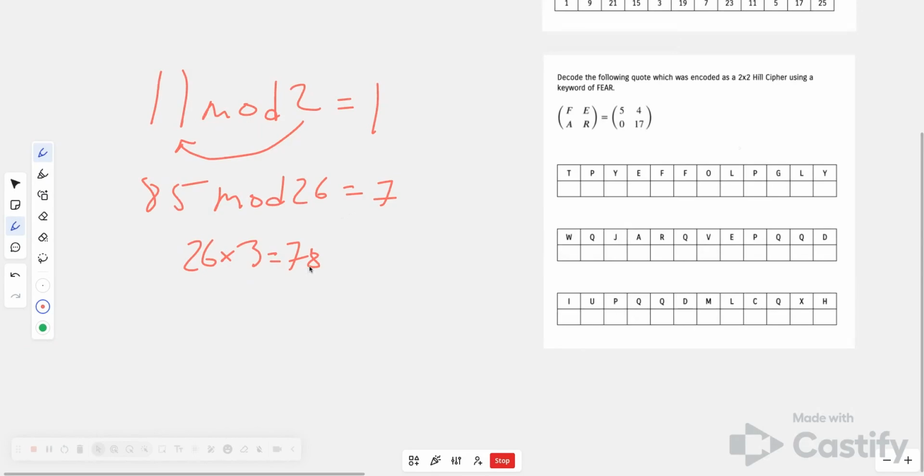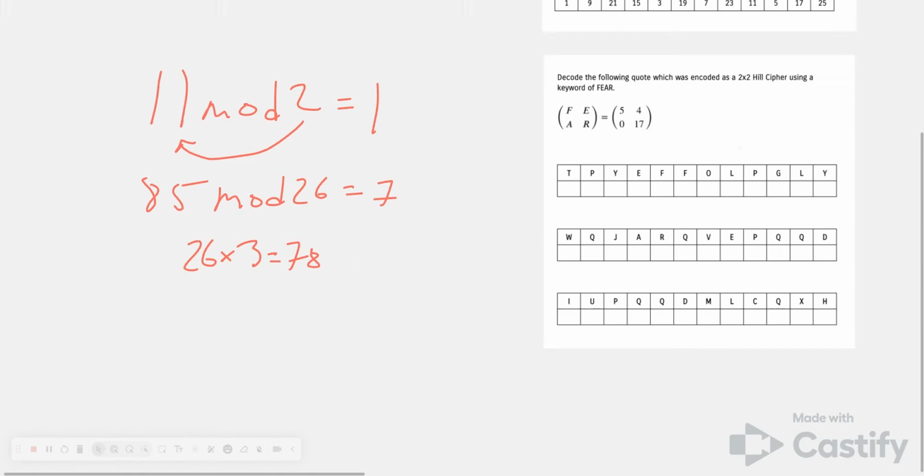Okay. Along with mods, we're going to need some basic knowledge of matrices and multiplying them together. And in addition to multiplying, which I'll show you later, we're going to have to know how to find the inverse of only 2x2 matrices. That's a process we have to use to decrypt the message, by finding the inverse matrix of this 2x2 matrix.